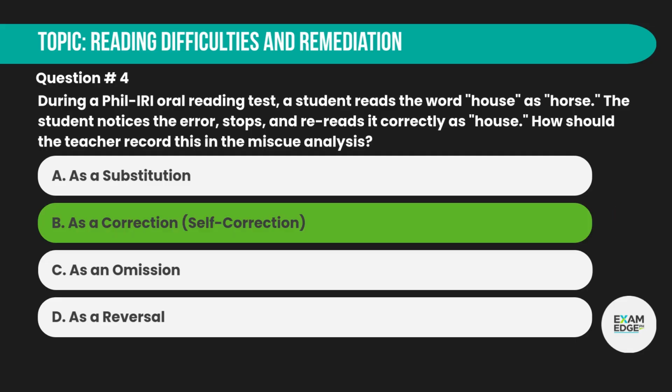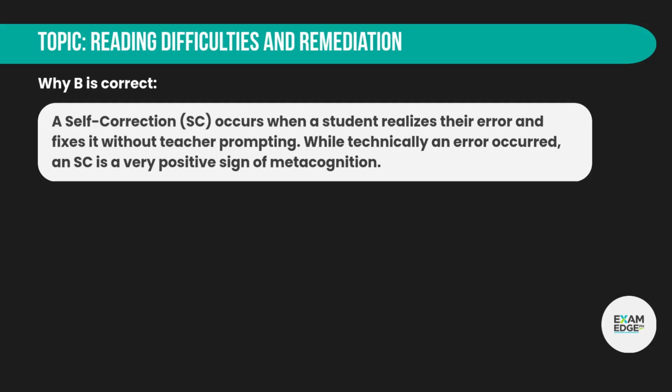Correct answer: B. As a correction, self-correction. Why B is correct? A self-correction, SC, occurs when a student realizes their error and fixes it without teacher prompting. While technically an error occurred, an SC is a very positive sign of metacognition.